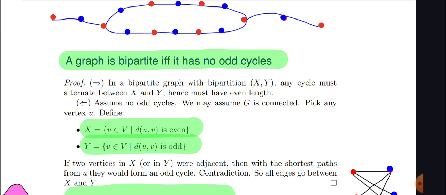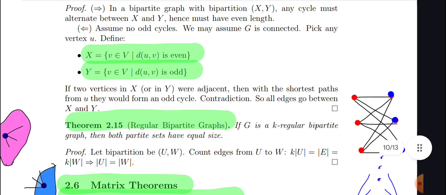This is one of the most conceptually rewarding proofs in graph theory. Wow. Finally, we have a simple counting rule for regular bipartite graphs. If the graph G is k-regular, meaning every vertex has degree k, and it's bipartite, with partitions X and Y, then the two partite sets must have equal size. Yes, |X| must equal |Y|, and this follows directly from the handshake theorem.